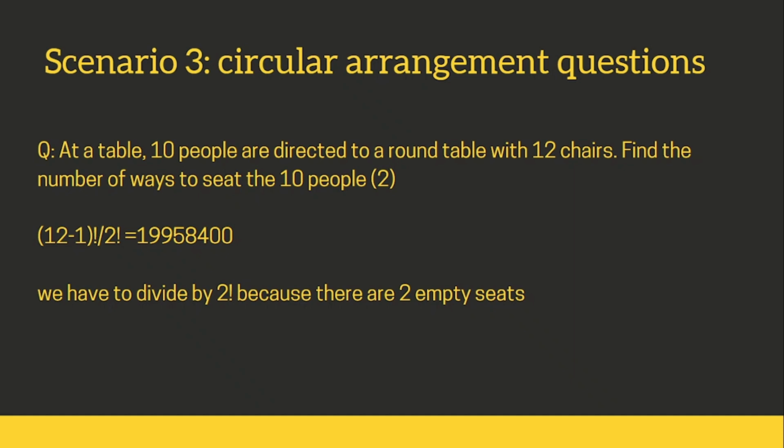So the thing with people is that each person will be considered as a unique object. Then the 2 empty chairs are considered identical. So that is why we don't need to divide by 10 factorial. We just take the 12 minus 1 factorial to arrange the chairs. Then you divide by 2 factorial to account for the 2 duplicate chairs.